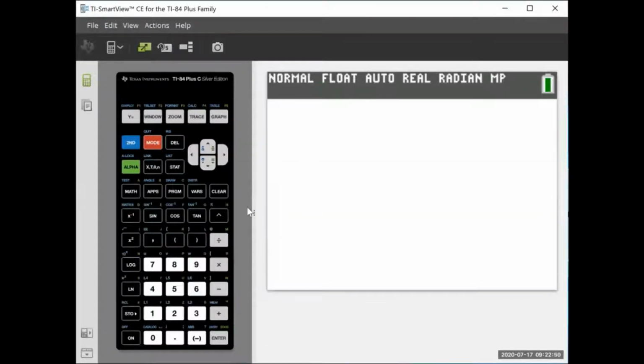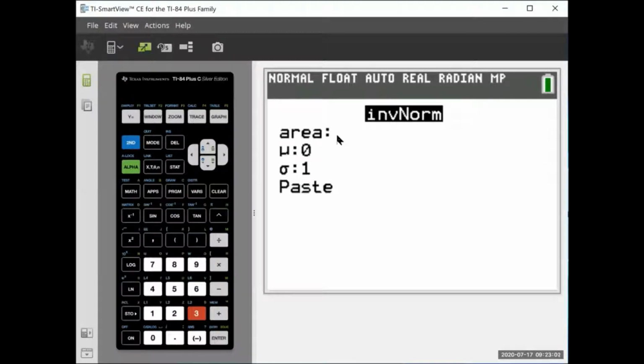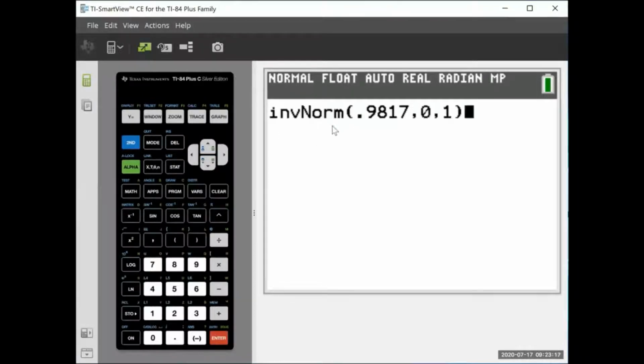So in this calculator, you can follow along with me. We go to second, and then vars, then go to number 3, because number 3 has inverse normal. Now here you'll type the area to the left of the z score, which in our case is 0.9817. Then the mean is 0, standard deviation is 1. After you paste that in the main screen, this is just like our writing. Then hit enter, and you will get the value of z. In this case, z is equal to 2.0902. That's your z score.